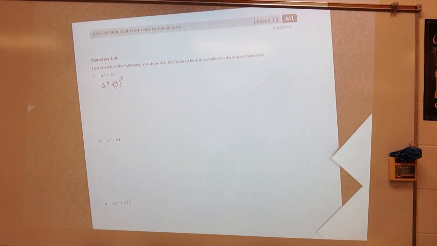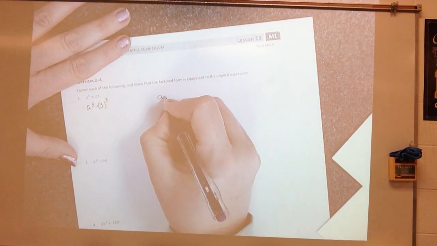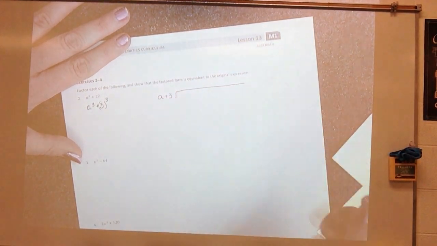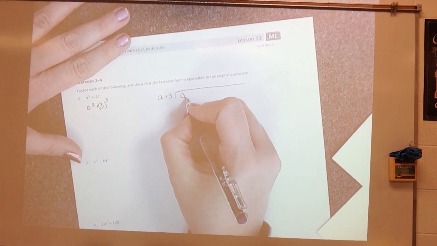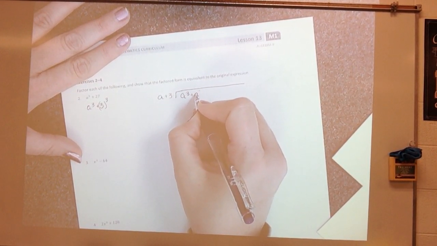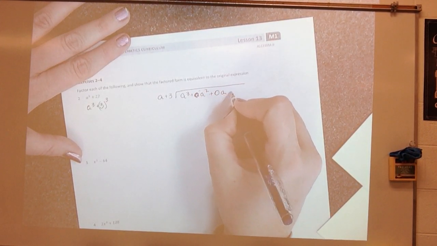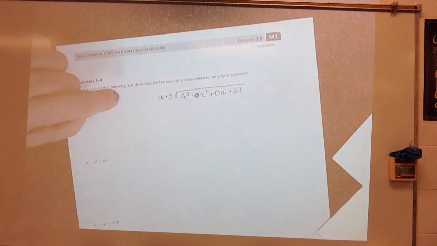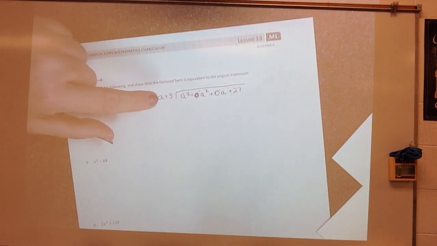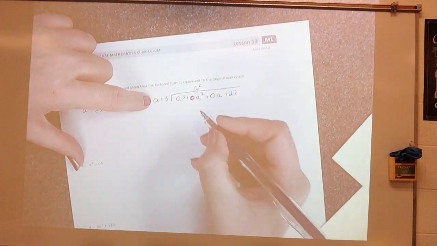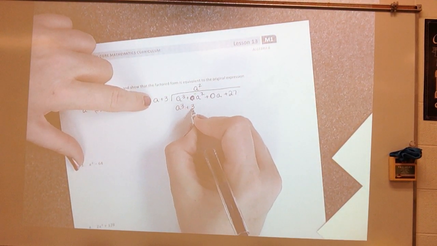So I would say, okay, what do I think my factor might be? So I could factor out maybe a plus 3. All right, so I've got to do my long division. So a cubed plus 0a squared plus 0a plus 27. All right, so what times a gives me a cubed? a squared. So I have a cubed plus 3a squared.